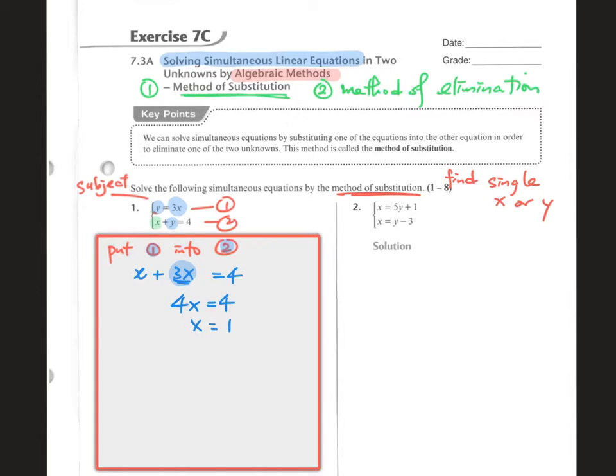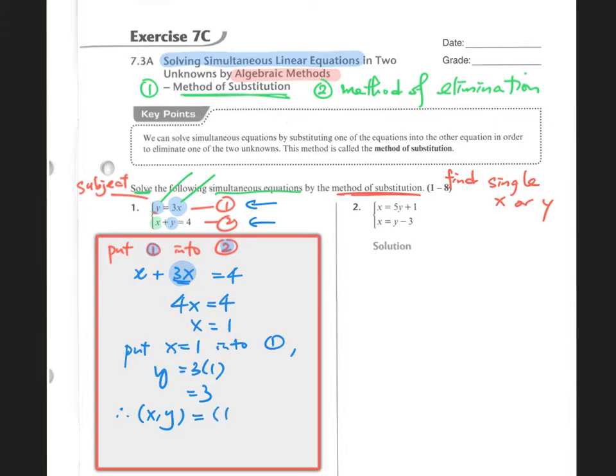Is it the end of the question? Definitely not, because in the question we are going to find y and x respectively. That's the meaning of solving simultaneous equations. So after finding the value of x, you have to put x equal to 1 back into number 1 or number 2. Both are helpful. You make a choice. For example, I choose 1 and put it into number 1. That's why y equal to 3 times 1 is equal to 3. And finally, we say (x, y) equal to (1, 3).